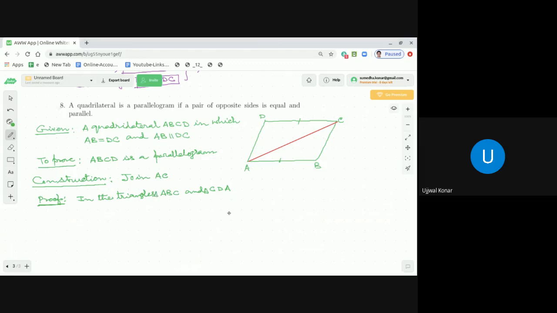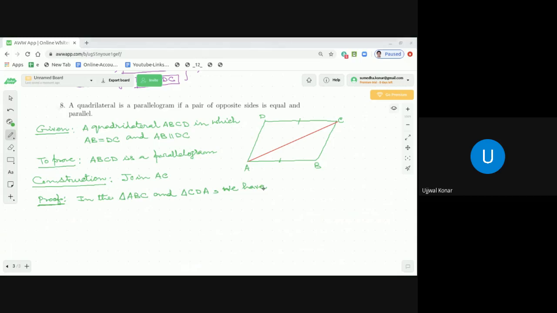In the triangle, so let me write it very clearly, dear students. Sometime in the digital board, my writing is not that great. In the triangles ABC and the triangle CDA. Dear students, though my handwriting is not that great, you are able to understand whatever I'm writing, right? Dear students, could you please respond? Yes, sir. We can. Okay.